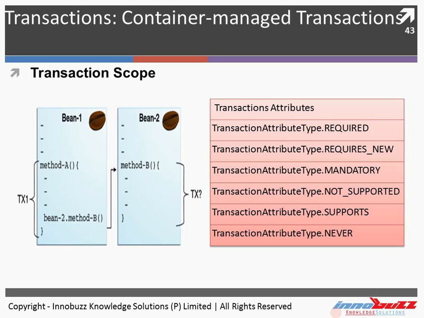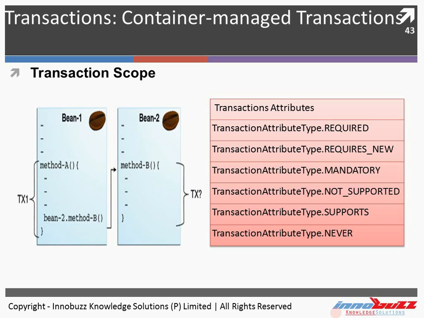If it is not, it will throw a transaction required exception. Not supported attribute: if the client is running within a transaction and invokes the enterprise bean method, the container suspends the client's transaction before invoking the method. So therefore here it is not supported. As it says, it will suspend the client transaction before invoking the method, and after the method has completed, the container will resume the client transaction back.